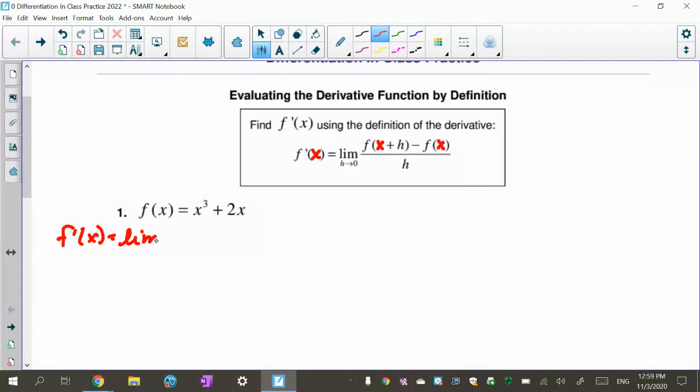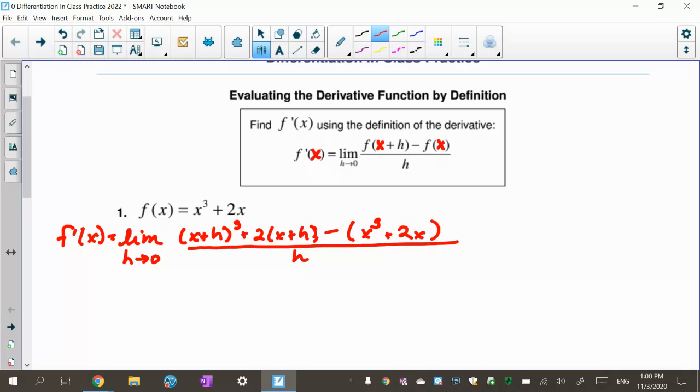equals the limit as h approaches 0. And then I'm going to use this function and do this here to it. So I'm going to do f of x plus h. So this is going to be x plus h cubed plus 2 times x plus h. So that is that function with x plus h put in there. And then I'm going to subtract that function, x cubed plus 2x, all over h. So like I told the students in class, really right there, that's the calculus done. The rest of this is literally just algebra.